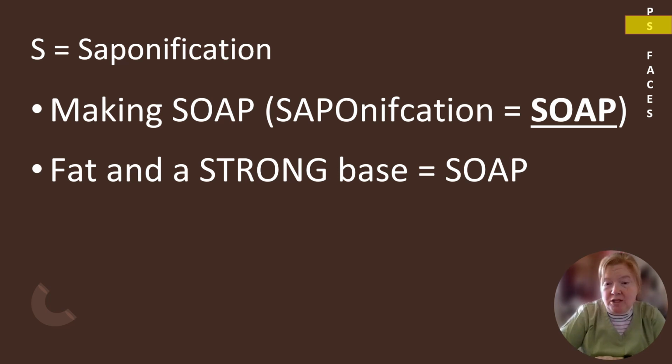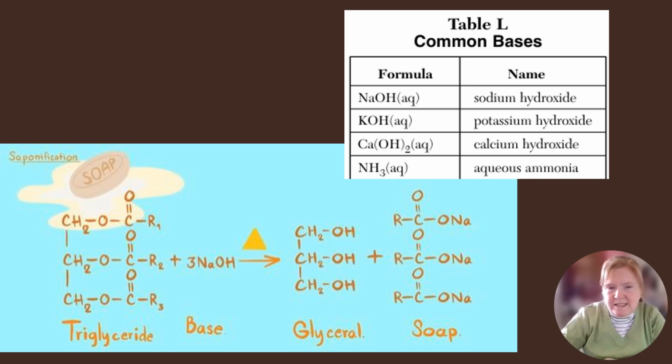Saponification is making soap. And if you just look at the letters in soap and look at the beginning of saponification, it's soap, but just a little switched. Okay, what you need is a fat and a strong base in order to make soap. So the base is the key thing. So table L lists common bases, and what you notice is that they all end in OH.